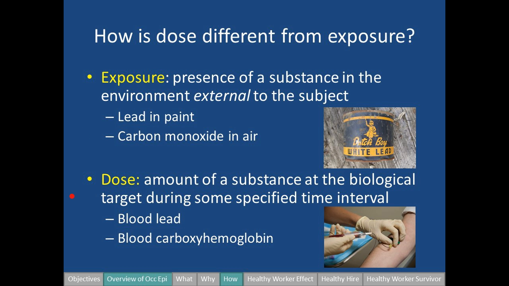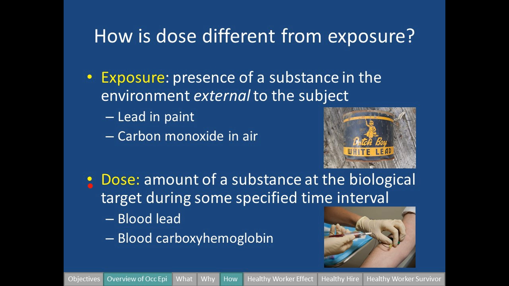Dose, on the other hand, is the amount of the substance that's at the biological target. And it's during some specified time interval. Again, this is going back to the biological half-life of different things that get into the body. So this would be the blood lead level and blood carboxyhemoglobin, and these would measure these items up here. So exposure is what's outside the body, and dose is what's inside the body.